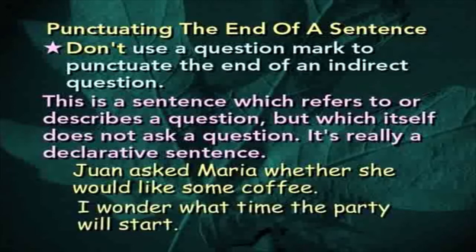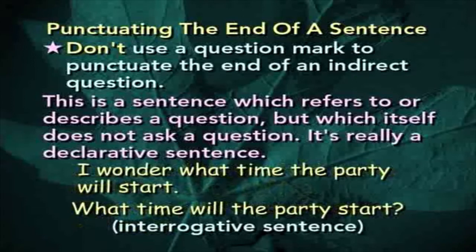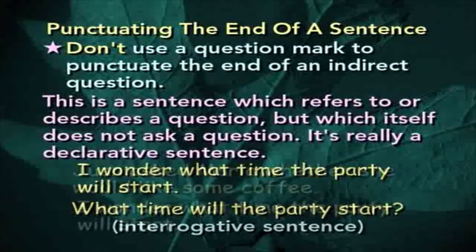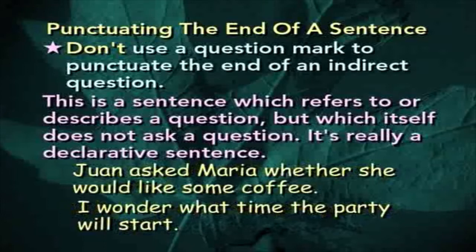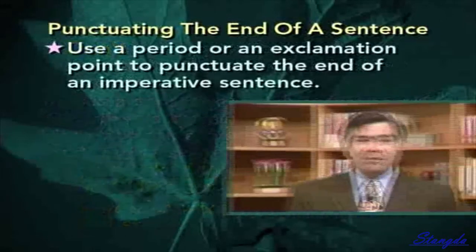Here's another example. I wonder what time the party will start. Now, the same general idea might have been stated in the form of an interrogative sentence. For example, this sentence might have been written, what time will the party start? That would have been an interrogative sentence, a question, and it would have ended appropriately with a question mark. However, the way the sentence was worded, it is a declarative sentence. It is making a statement of fact. That is, I am wondering something. It is stating that as a fact rather than asking a question. And therefore, this too is an indirect question and one that does not end with a question mark, but rather with a period. Now, the third type of sentence.